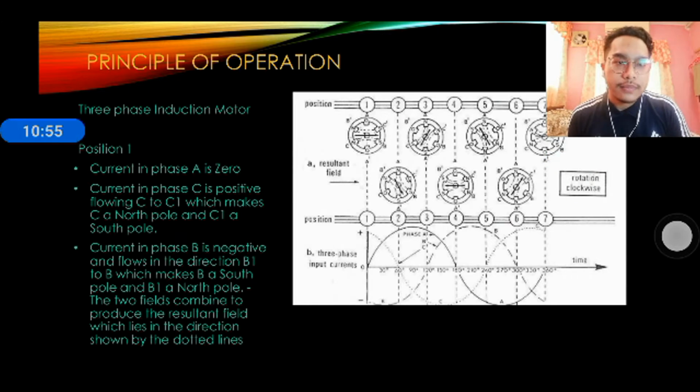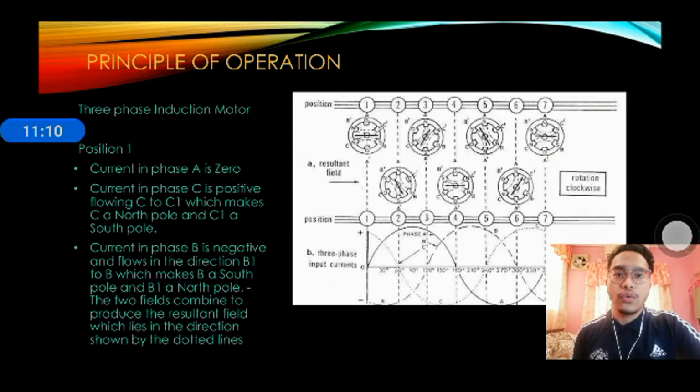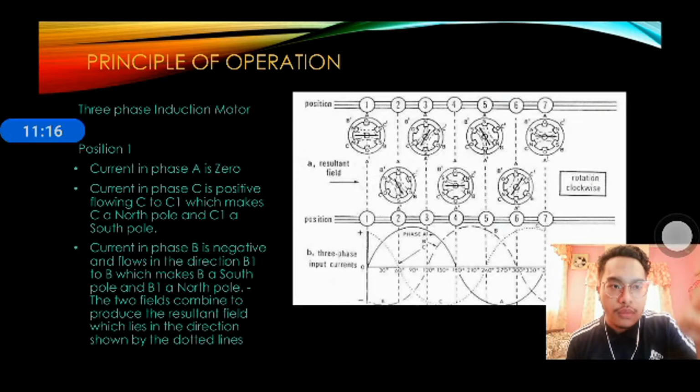we can see that three phase we have just now. Two phase we have A and B, right? Three phase we have A, B, and C. That's why we call three phase, right? Makes sense. So at position 1, current phase A is 0. The A1 is 0.